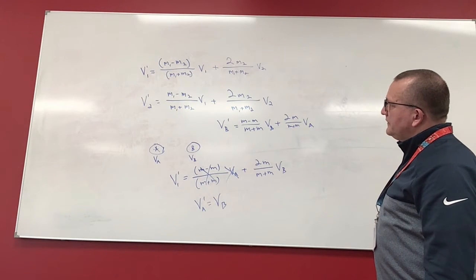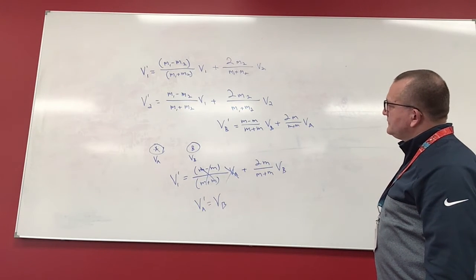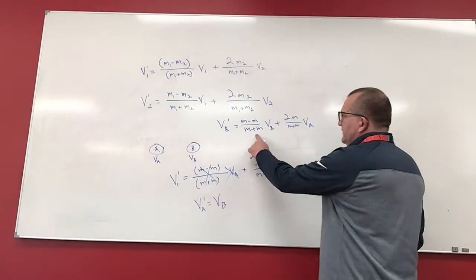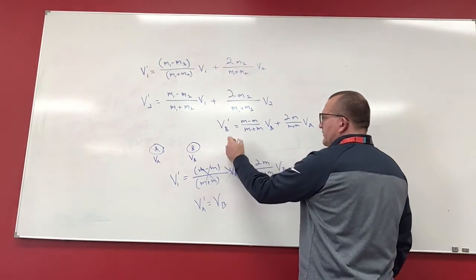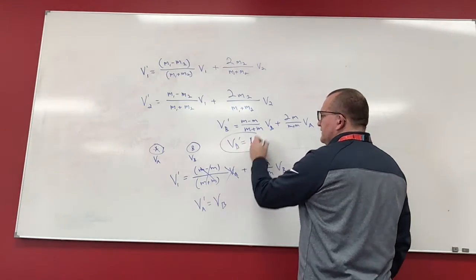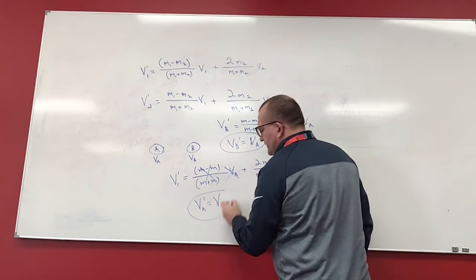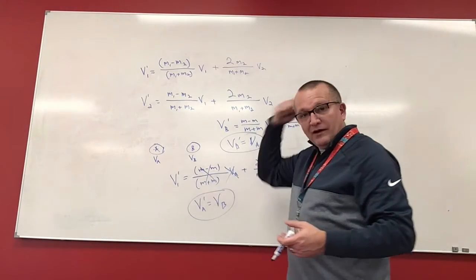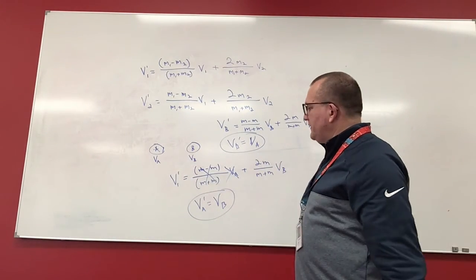And then as I solve, here's what I should see. 0 times VB, VB prime is equal to VA. So we expect the velocities to kind of switch places. Whatever A was going in an elastic collision, B will now go. So the velocities kind of switch places.